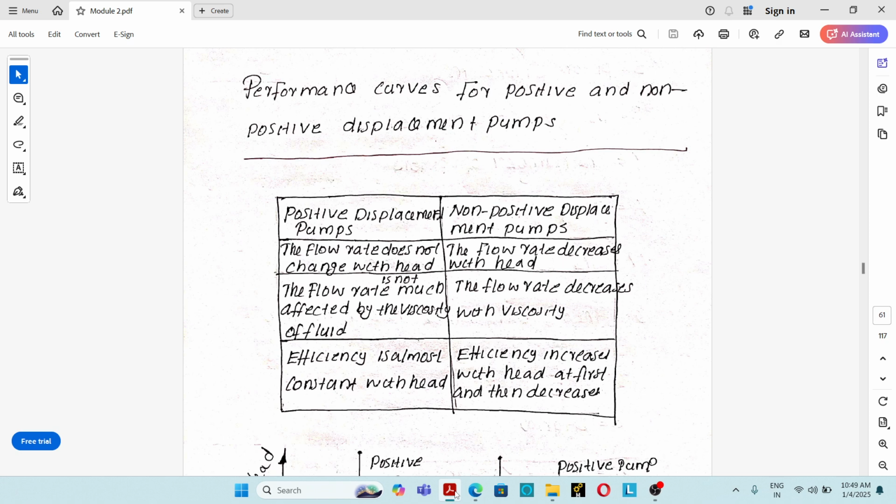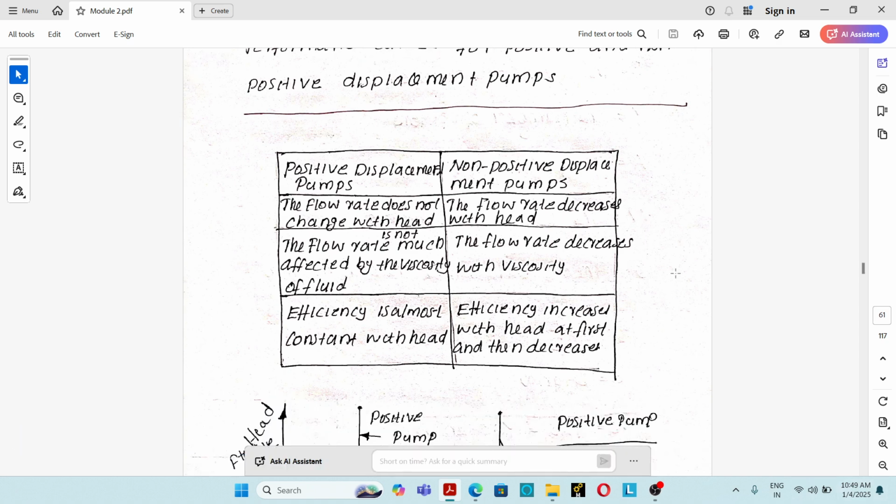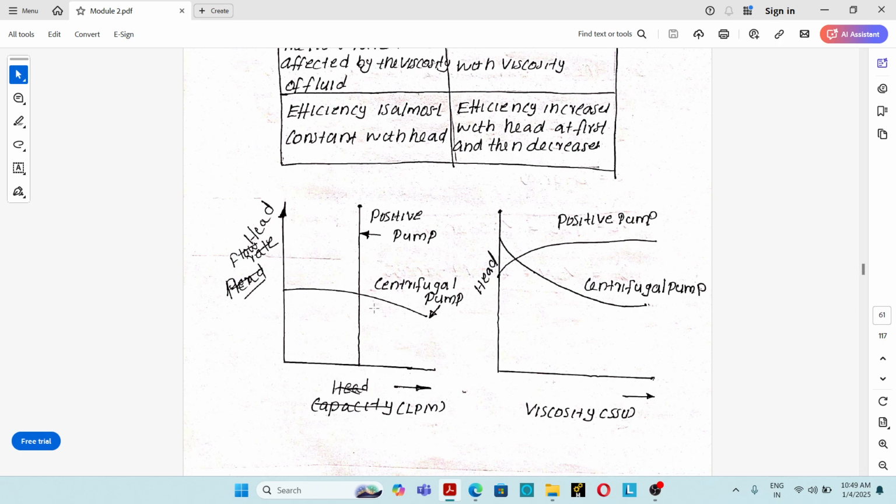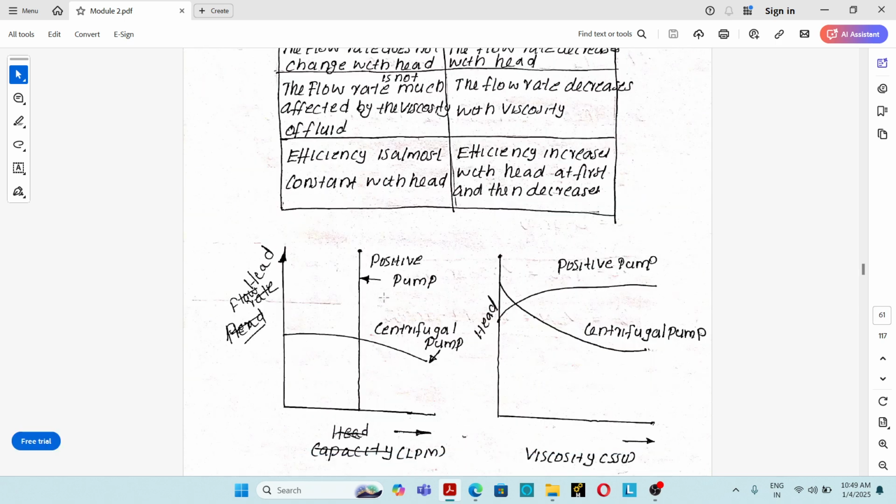What is the difference between a positive displacement pump and a non-positive displacement pump from the point of view of performance? So, first point: the flow rate does not change with the head in the case of a positive displacement pump. In a non-positive displacement pump, the flow rate decreases with the head. You can see in the graph that in the case of a positive displacement pump, the flow rate is not affected by the change in head. When the head increases or decreases, it does not affect the flow rate.